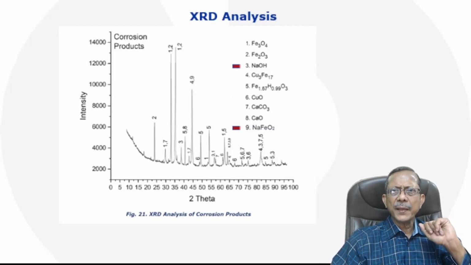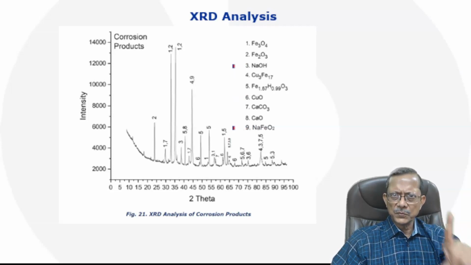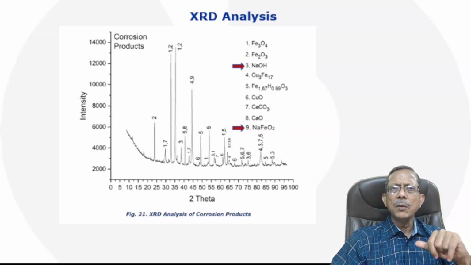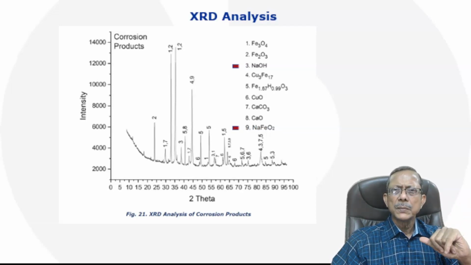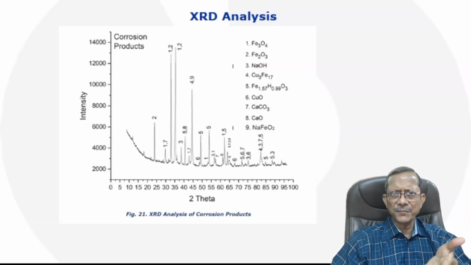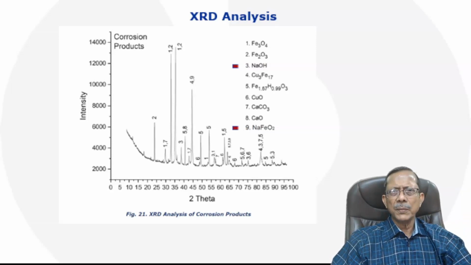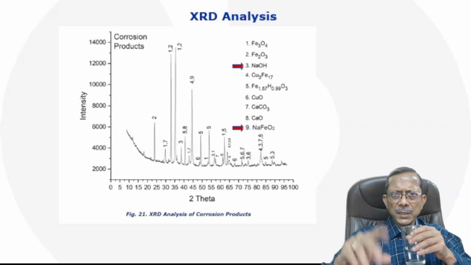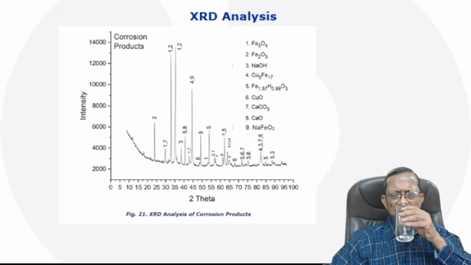Second thing, if you see here, sodium ferrite was one of the compounds, caustic was another compound. So now we do not have any doubt what has caused the corrosion. It was a caustic gouging corrosion, right? Sodium ferrite, sodium ferrate, these are the two compounds from the caustic gouging corrosion reaction.